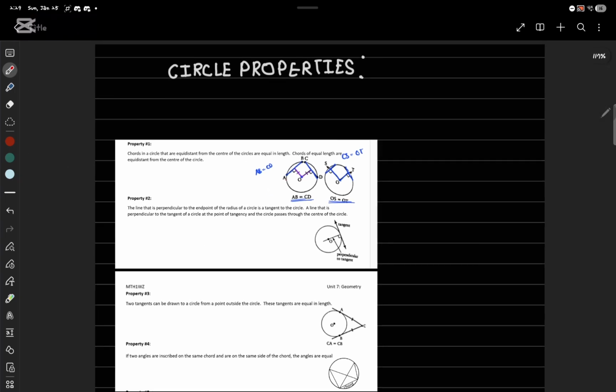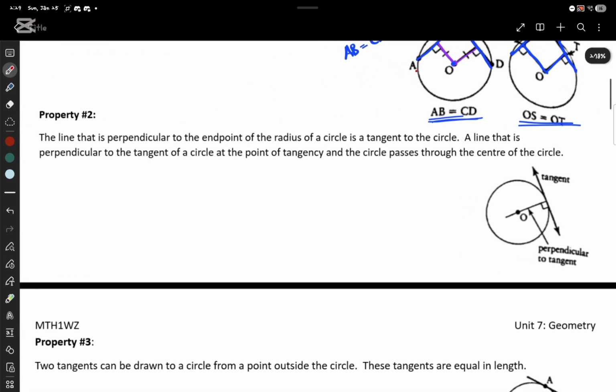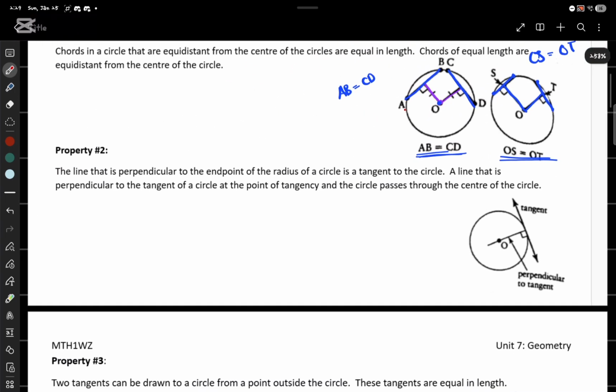Our next property is that a line perpendicular to the endpoint of a radius of a circle is tangent to the circle. And a line that is perpendicular to the tangent of a circle at the point of tangency passes through the center of the circle.